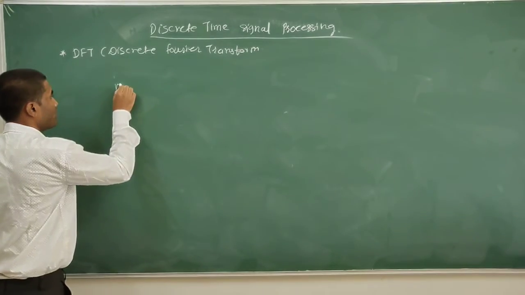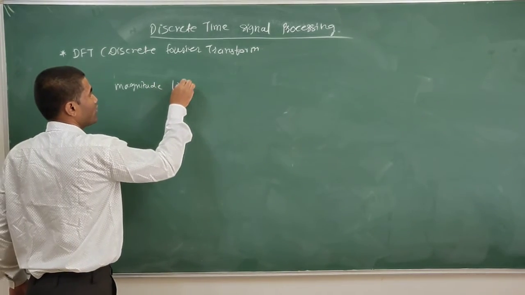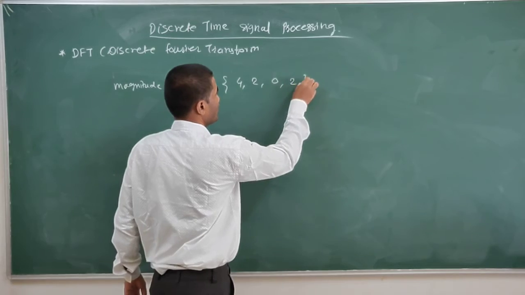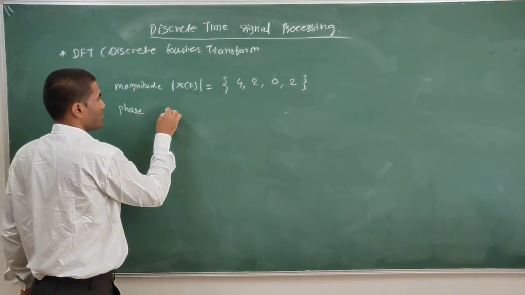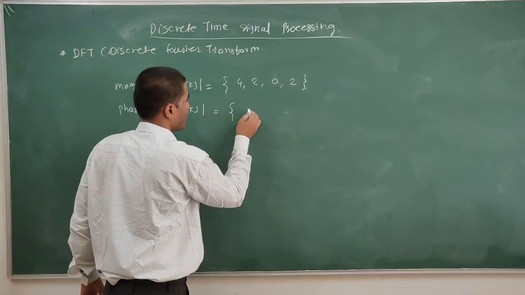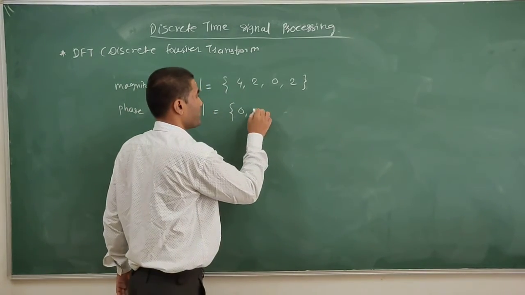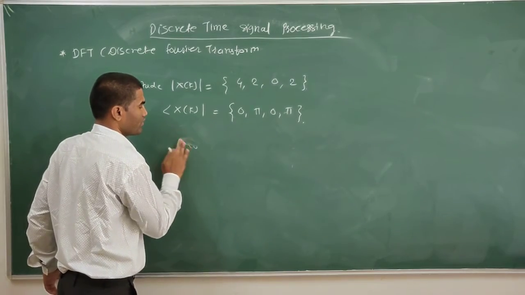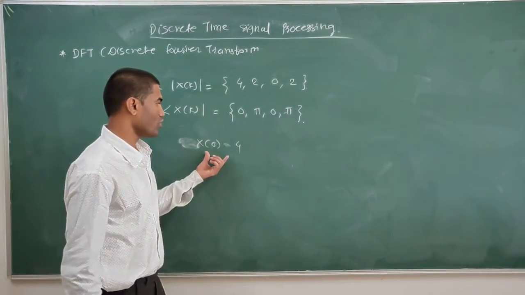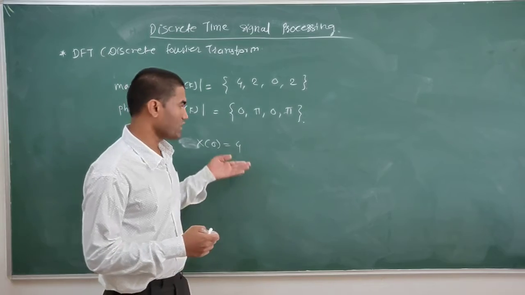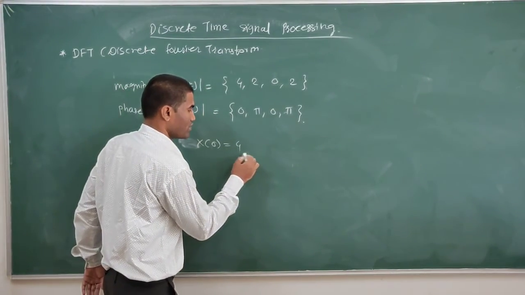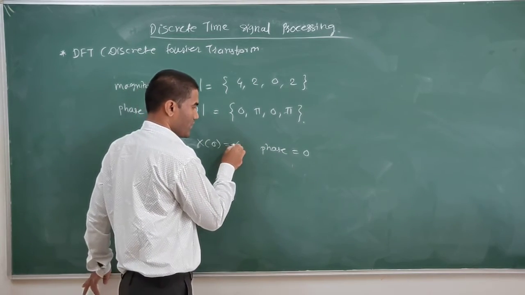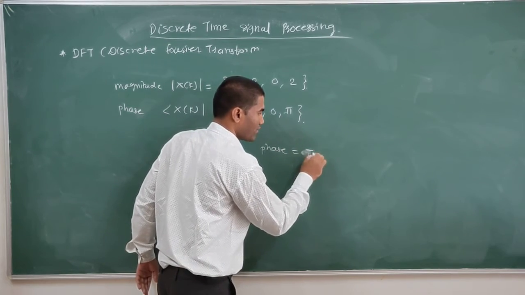The magnitude plot, modulus of X of k, is equal to 4, and the phase is the angle of X of k. If your X of 0 is 4, and here you will not get any imaginary part, then the magnitude is 4 and the phase is equal to 0. If this X of 0 is minus 4, then what must the phase be? Tangent of minus infinity is how much?